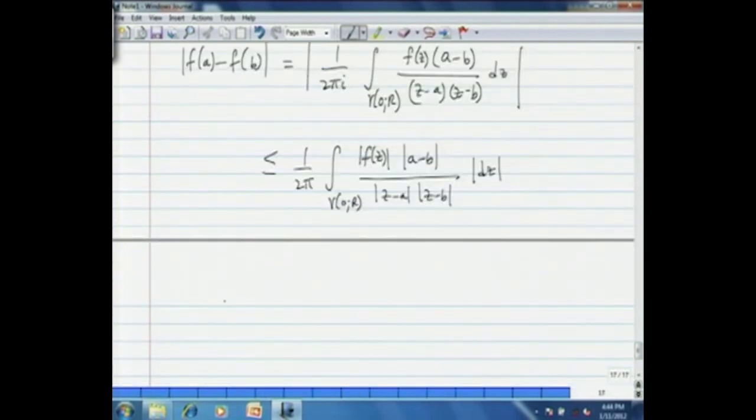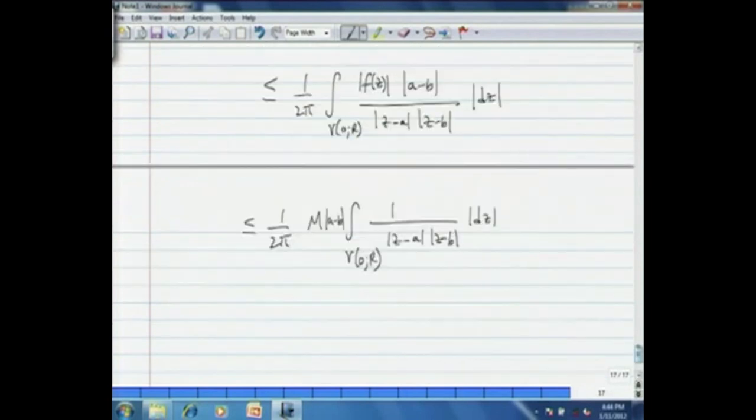Recall that f is a bounded function, which means the modulus of f of z is less than or equal to some fixed number m. So, whether z belongs to gamma 0 r or not, this is less than or equal to 1 by 2 pi times m times integration on gamma 0 r. Mod a minus b is also a fixed number. So, I get 1 by mod z minus a mod z minus b. And we also saw that the modulus of z minus a for z belonging to gamma 0 r is greater than or equal to r minus modulus of a, which means 1 over mod z minus a is less than or equal to 1 over r minus mod a.